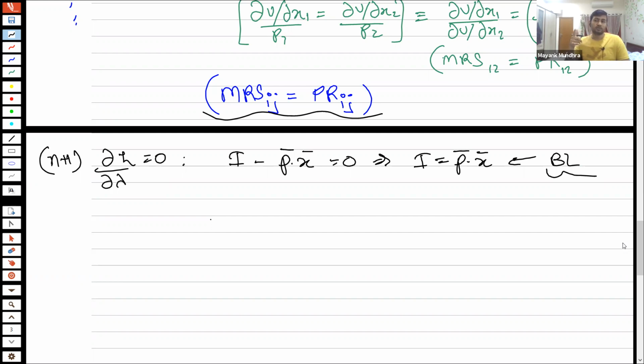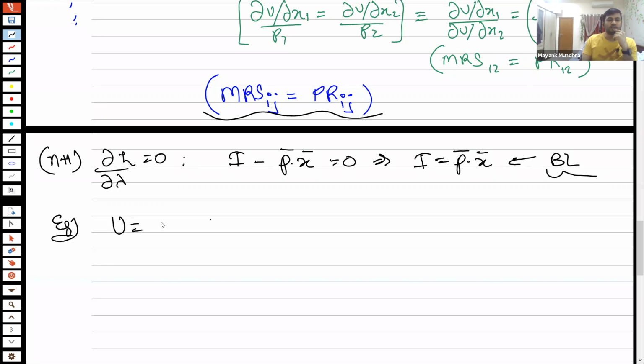So my recommendation would be in the initial few days when you're solving questions, do make the Lagrangian and solve them. And once you have confidence in your math, then you can basically skip the Lagrangian steps. Okay, so let us do a couple of examples now.